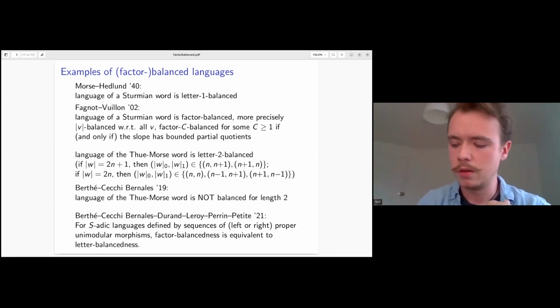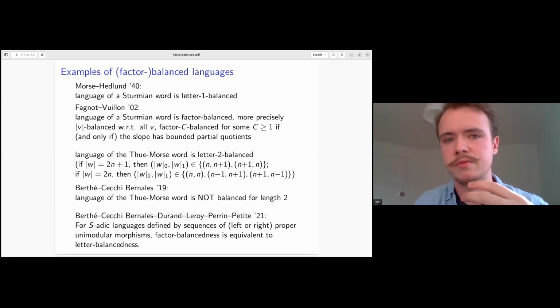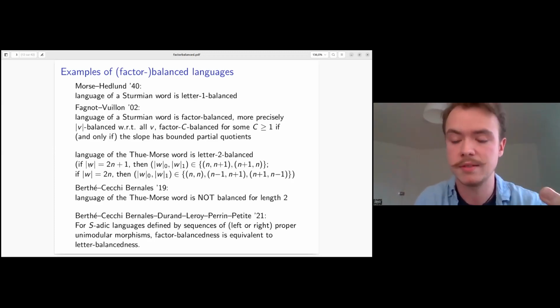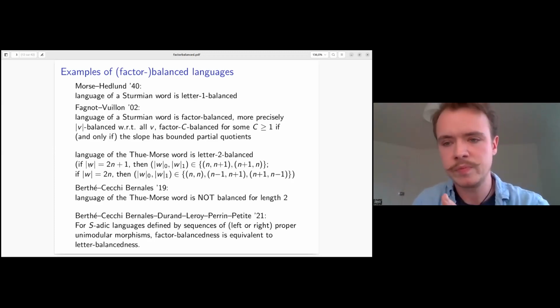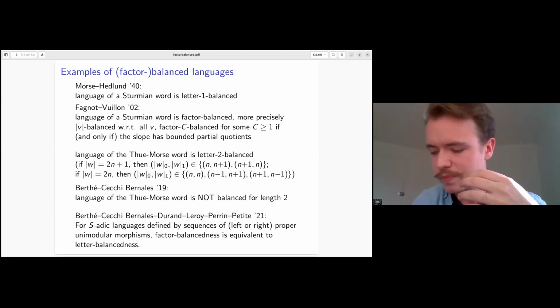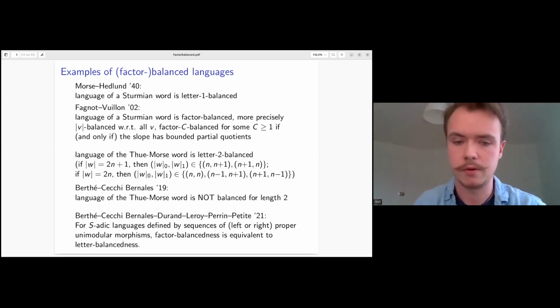So first, I will present to you the results we have had on the effects that applying a morphism to a language has on the balancedness properties, and then Wolfgang will present to you the extension of it to S-adic languages.